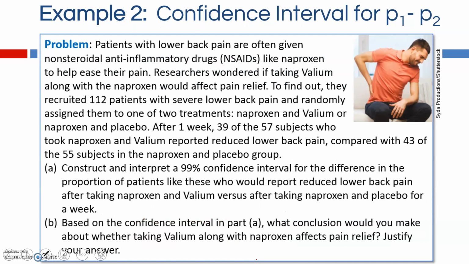All right, so pause the slide, and I know there's a lot here. Pause the video, excuse me, and read through this, and then we're going to construct a 99% confidence interval for the difference in the proportion of these two groups.